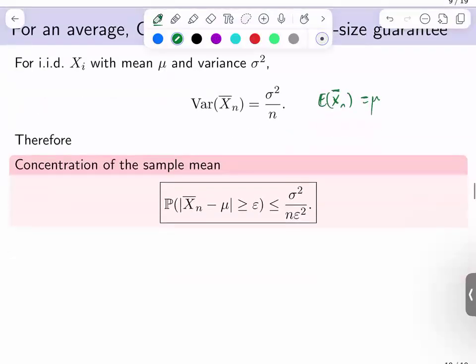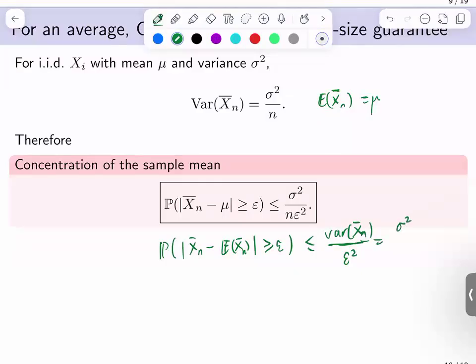I'm going to apply the Chebyshev, which says the probability that x bar n minus the expectation of x bar n, which happens to be mu, is bigger than epsilon is less than or equal to the variance. If I want to write it properly, this is this minus its expectation. This is always true. This is the Chebyshev bound: less than or equal to the variance of x bar n divided by epsilon squared. Okay, but this variance happens to be sigma squared over n.